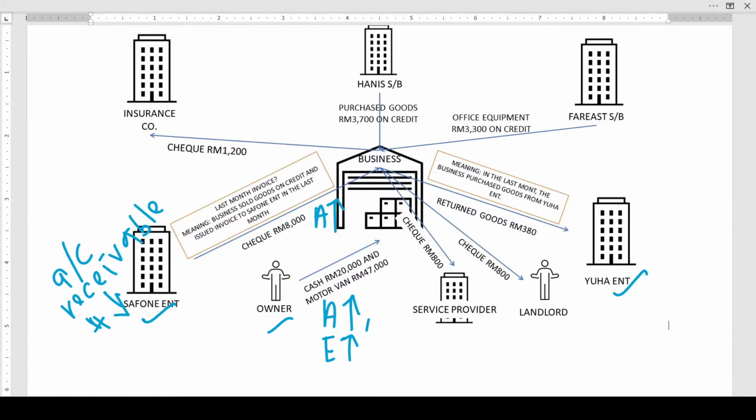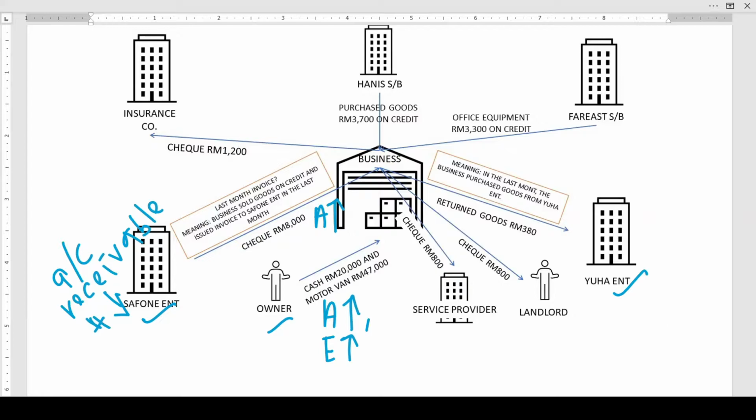So this is Yuha Enterprise. Returning goods means that the business takes out the goods, the stock, and returns them to Yuha Enterprise. So why does the business return goods to Yuha Enterprise? Most probably in the previous month the business purchased goods from Yuha Enterprise. So what happened in the previous month? The business purchased goods from Yuha Enterprise.